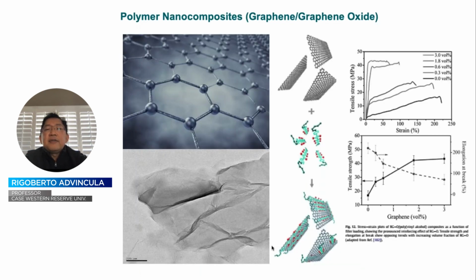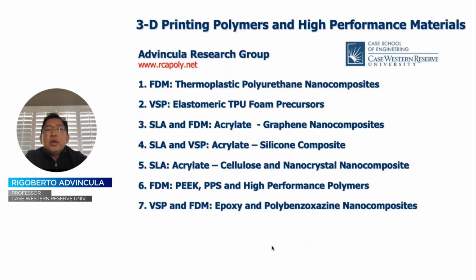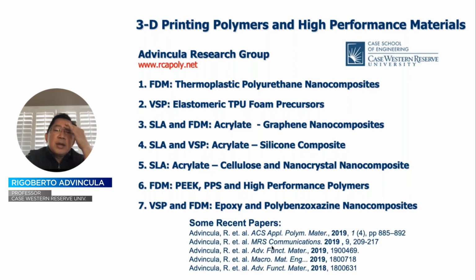So take the case of graphene. It's very well known that it can improve the tensile strength with the presence of increasing concentrations of graphene. However, the trade-off can be changes in the impact strength and elongation at break. In our group, we have been doing a lot of research based on techniques like FDM, VSP, SLA, using thermoplastic polyurethane, acrylates, high-performance polymers, incorporating these different types of nanocomposites.